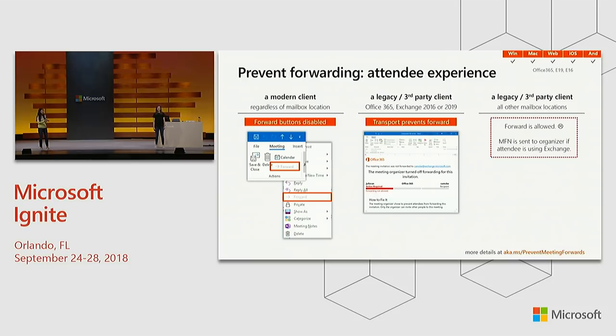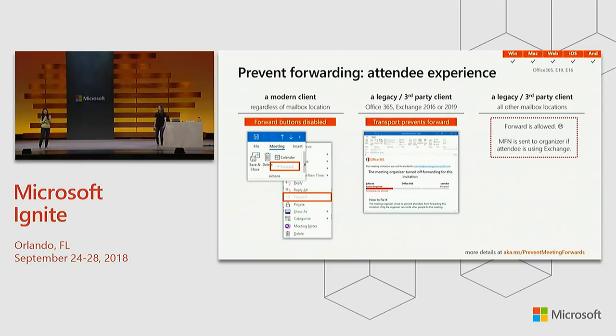Now, we're a little bit bummed about the third experience. If you're on a legacy or third-party client and your mailbox is not hosted on O365 or Exchange on-prem, forwarding is technically still allowed. So in this case, we've kind of broken the initial promise of the feature, and this is a real bummer. Is there anything you can do about it, Jen? Well, I'm glad you asked, Julia.